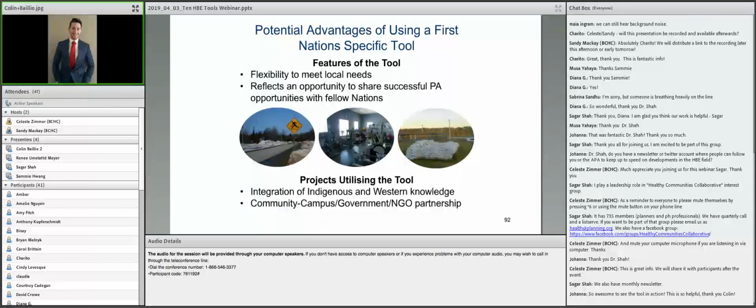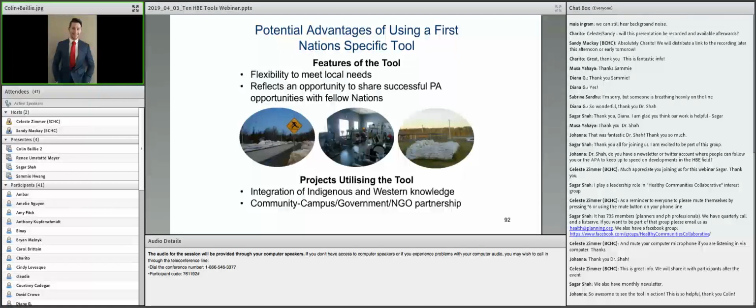And so some potential advantages is that the tool does have flexibility to meet local needs and supports local decision making. And so far, one of the ways the tool has been used is to help people apply for funding. And so the tool outlines a number of different features in, for example, infrastructure, that people can use to check off and then use to apply for funding that's available through the government or through their regional government.